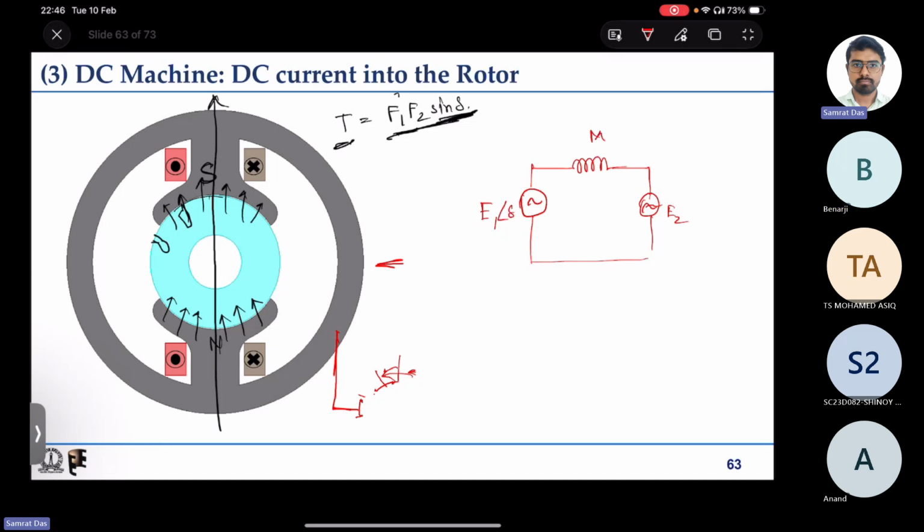So if this is leading by some angle delta, then if you solve this equation, you know that active power flow happens from this side to this side. This is the analogy you could have. Okay, sir. Thank you so much for the insight, sir. Okay, thank you. So let us close.